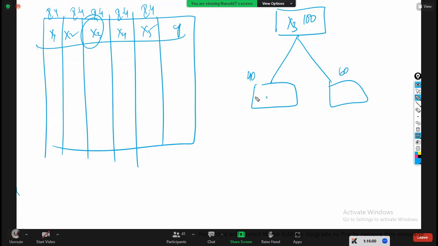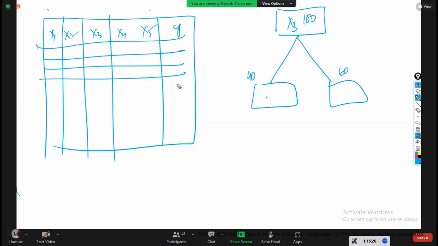For these 40 data points, the information gain will be entirely different, right? Earlier you calculated the information gain for 100 data points. Now this time you are going to calculate for 40 data points. For your easiness, let us try with a simple example.